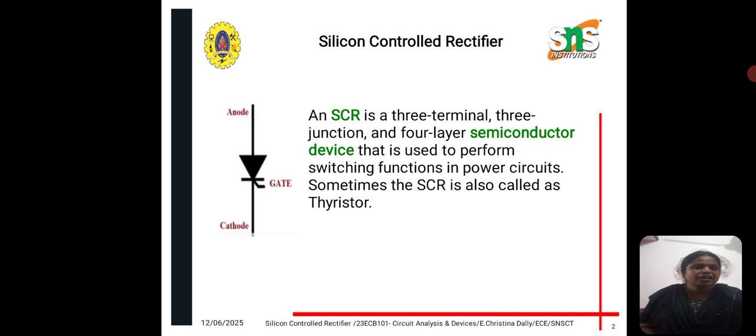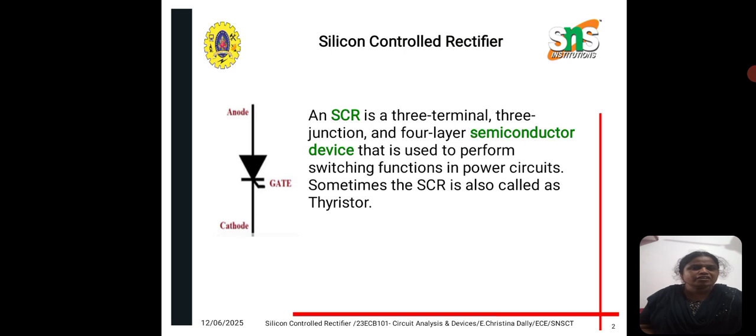A silicon controlled rectifier is a three terminal device, where it consists of the anode, the cathode, and another one will be the gate. While seeing the PN junction diode, it consists of only two terminals, one is anode, another one will be the cathode. But in case of this silicon controlled rectifier, we are having three terminals: one is anode, another one is cathode, another one will be the gate.